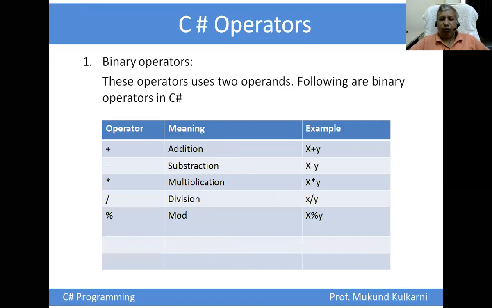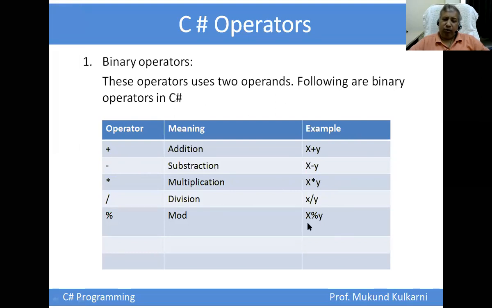Now let us look at binary operators used in C sharp. Binary operators are used along with two operands: plus, minus, multiplication, division, and percent, which you can call mod. These are the available operators. They are used for addition, subtraction, multiplication, division, and modulus purposes. I'm giving examples. For addition, you can use x plus y. For subtraction, x minus y. For multiplication, x star y. For division, x divided by y.